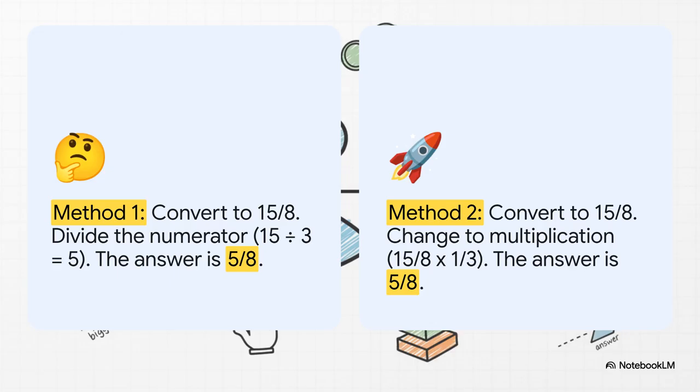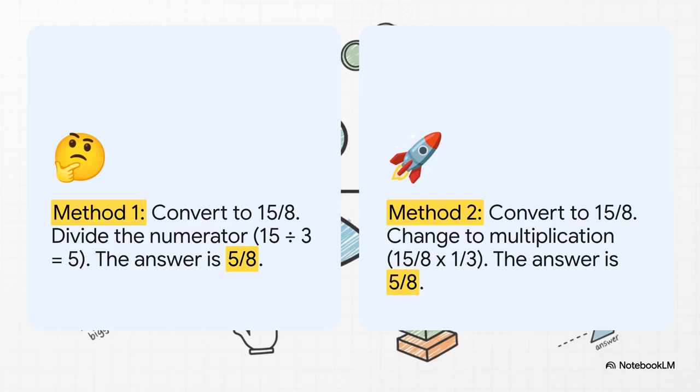Now look at method 1. It only works here by sheer luck, because 15 happens to be perfectly divisible by 3. What if it was 14? You'd be stuck. But method 2, our ultimate skill, it doesn't care about luck. It works every single time. We just change the problem to 15/8 times 1/3, and we get the same answer, 5/8, without needing any luck at all.